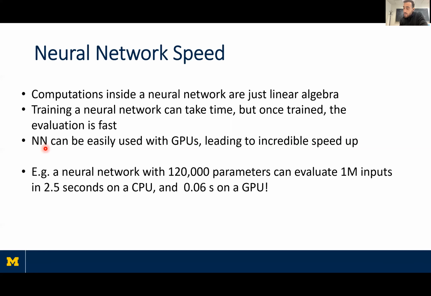And another advantage is that neural networks can be easily used with GPUs, and that's going to lead to an incredible increase in speed. So here's an example. If you have a neural network with 120,000 parameters, a relatively large neural network, you can evaluate 1 million inputs in 2.5 seconds on a CPU. And if you use a GPU, it only takes you 0.06 seconds. So that's incredibly fast.